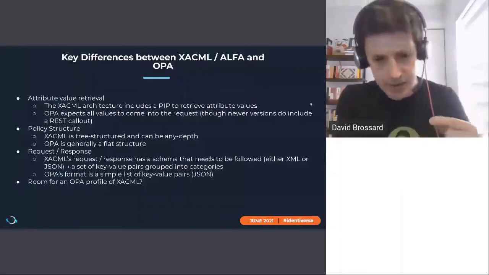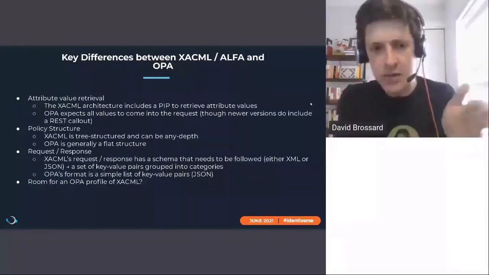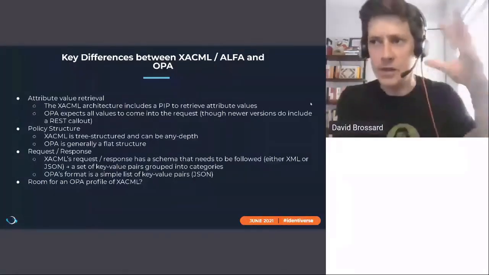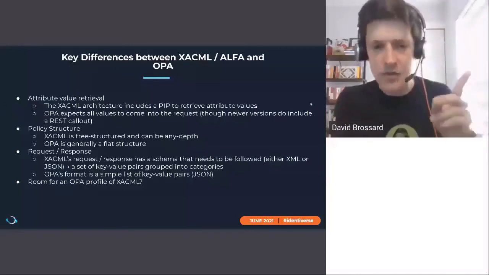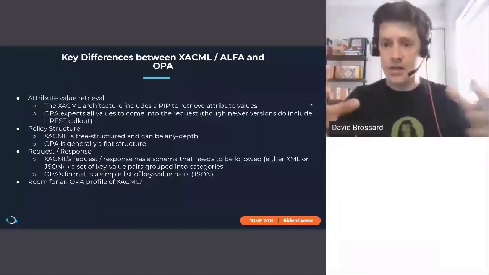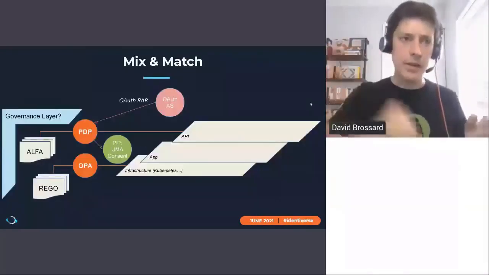And then last thing, the request response. XACML defines a strict schema. Open Policy Agent does not. So it's always up to the policy to determine how to use the information that came in. In XACML, it's not. The schema tells you how to use that information. But it does tell me that there is actually room for an Open Policy Agent profile of XACML to bridge the two together. So stay tuned, because that's something that we might be working on in the future.